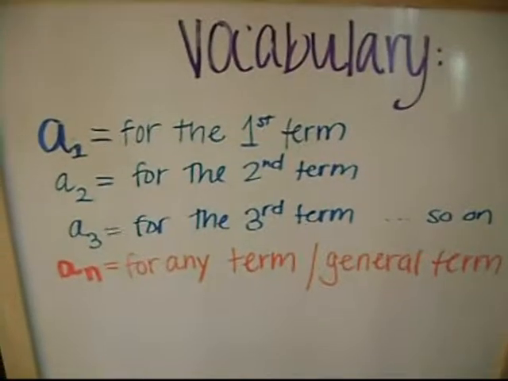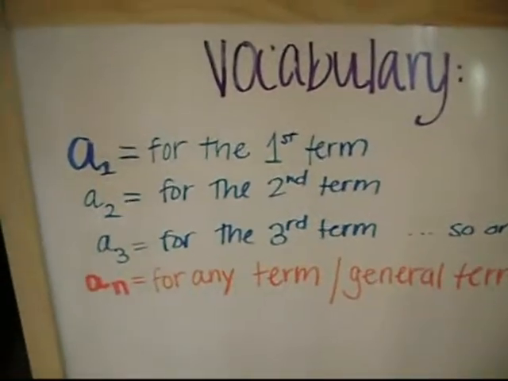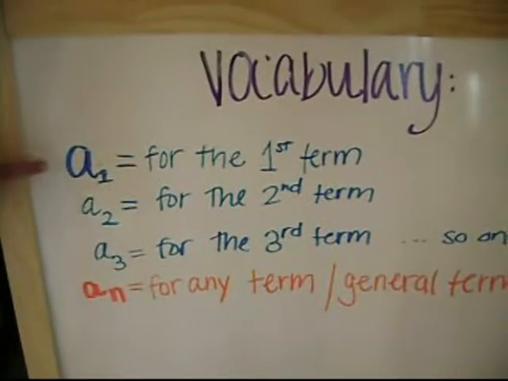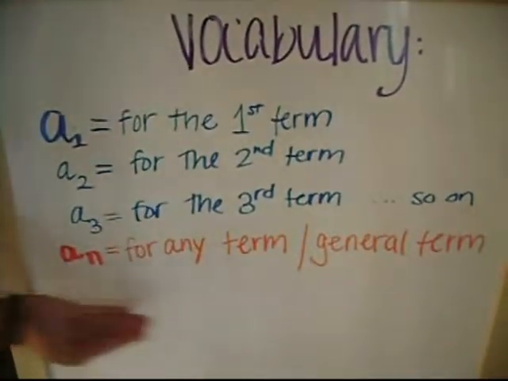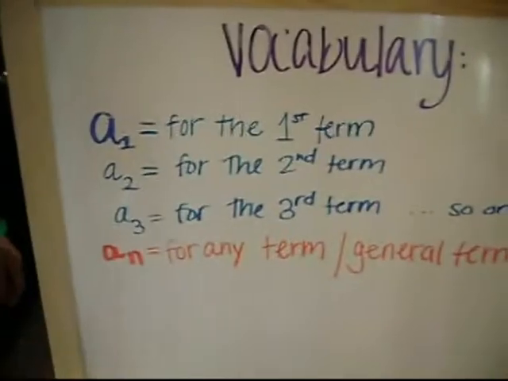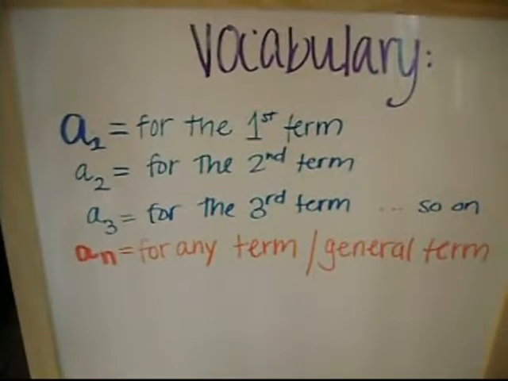In a sequence, each term is characterized as A1 for the first term, A2 for the second term, A3 for the third term, and etc. An for any term or a general term. Next, you must check that your sequence is indeed an arithmetic sequence. After you have checked, you can continue.